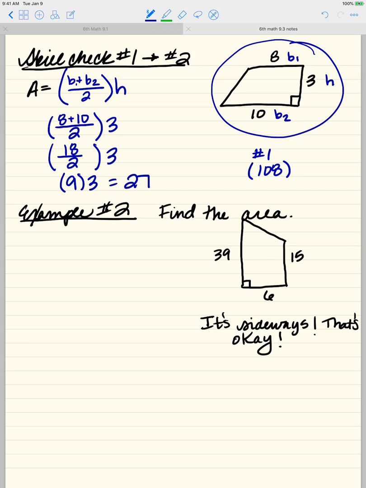What you want to do is identify your parallel sides. Your parallel sides are always your bases, okay? So when we look at this kind of different looking trapezoid, which are the sides that are running parallel to each other?